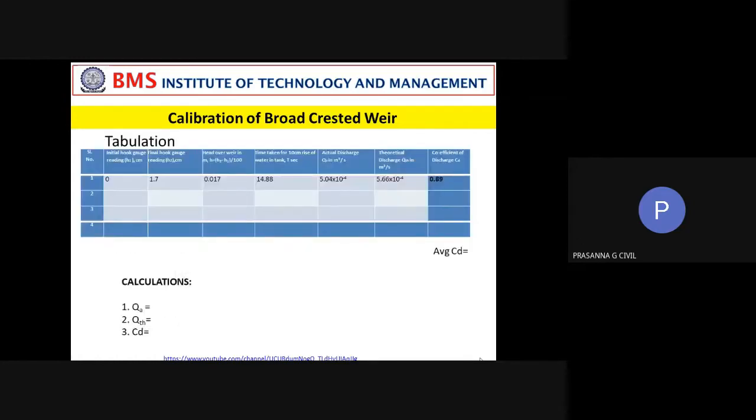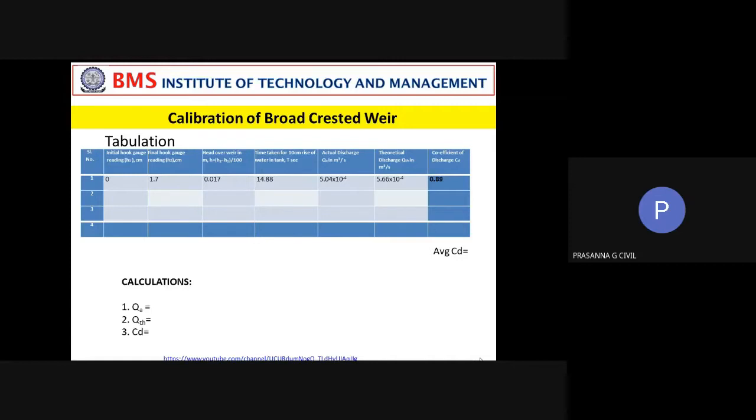Coming to the tabulation part, the first column, the initial hook gauge reading, is measured at the top of the broad-crested weir, and we take the measurement such that the top of the crest is taken as the 0,0 reading, so that the head over the crest can be measured as the final hook gauge reading, which is recorded as 1.7 centimeters. So the head over the weir will be H2 minus H1 divided by 100 to convert it into meters, and we have 0.017.